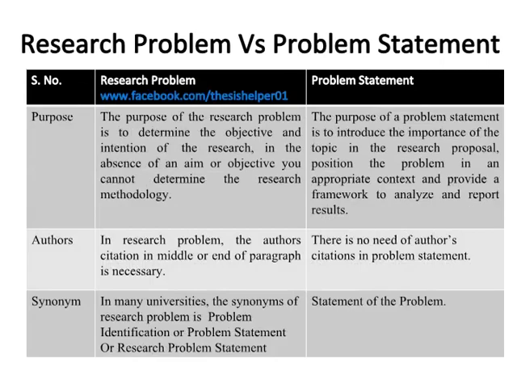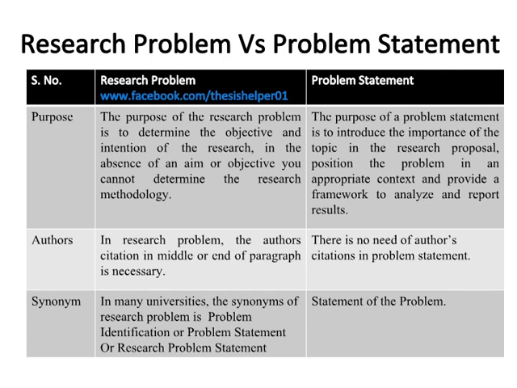The purpose of the research problem is to determine the objective and intention of the research. In the absence of an aim or objective, you cannot determine the research methodology, while the purpose of a problem statement is to introduce the importance of the topic in the research proposal, position the problem in an appropriate context, and provide a framework to analyze and report results. In a research problem, the author's citation in the middle or end of a paragraph is necessary, while there is no need of author's citations in a problem statement.